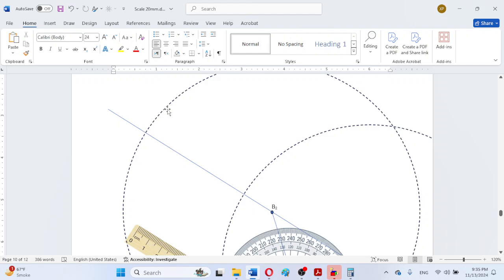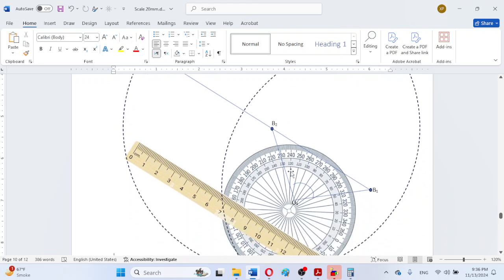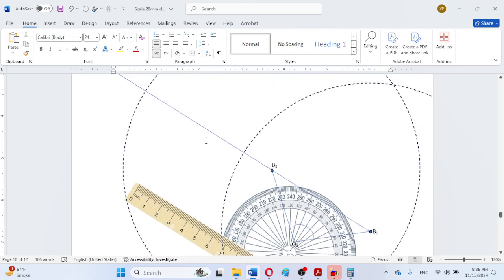In Microsoft Word I have to draw this complete circle, but while you will be working on A4 size pages or drawing sheet, you will only be drawing suitable arcs as required. So now, as it can be observed, two extremes have been drawn.